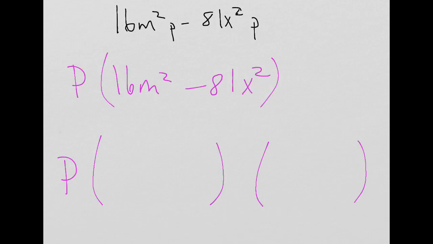Yes. So now I know that's a difference of squares because I can take the square root of both sides. What's the square root of 16m squared? 4m. So that's going to be in front of the parentheses both times: 4m and 4m. What's the square root of 81x squared? 9x. So 9x goes with both parentheses.